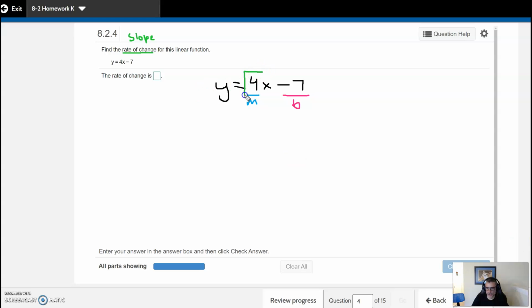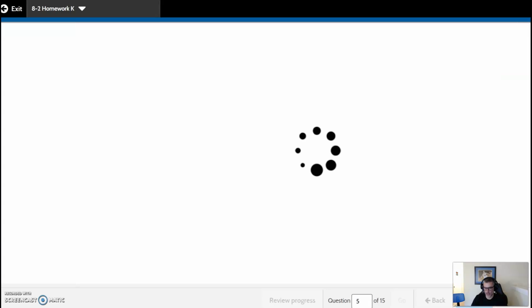Right? You literally just have to look. What number is being multiplied by x? Okay, and that's going to be your rate of change. That's one of the reasons why having equations in this form are so good to work with. All right, we are going to see some new stuff here in a second.